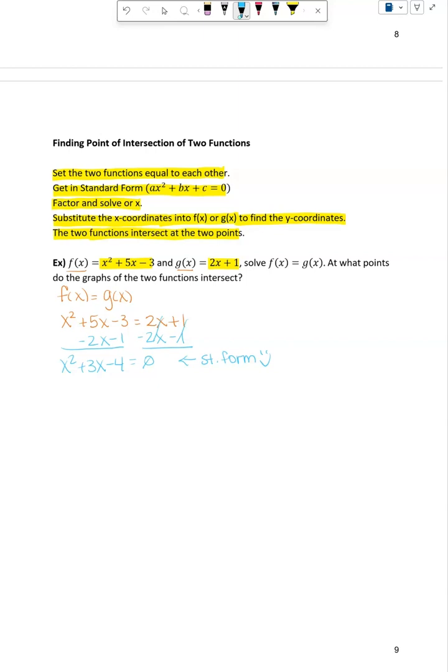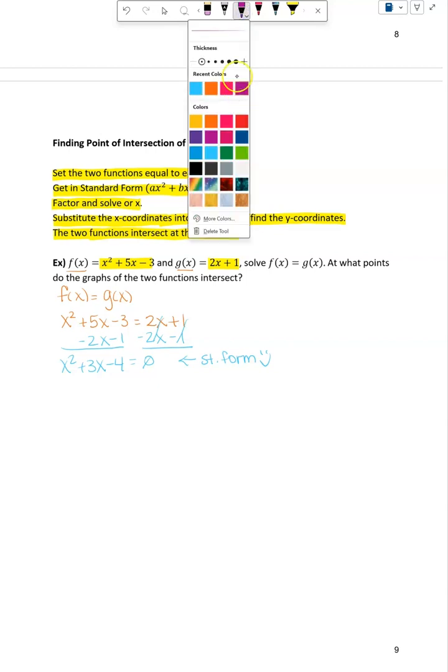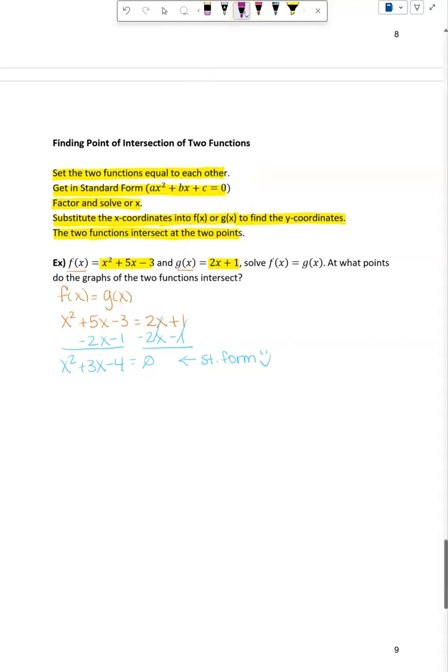Alright, happy day. Now we can continue on to our next step, which says factor and solve for x. Well, this is something that we easily know how to factor now, right? Factors of 4, opposite signs that subtract to give us 3. Let's look at the factors of 4. 1 and 4, 2 and 2. Which one is going to subtract to give us 3?